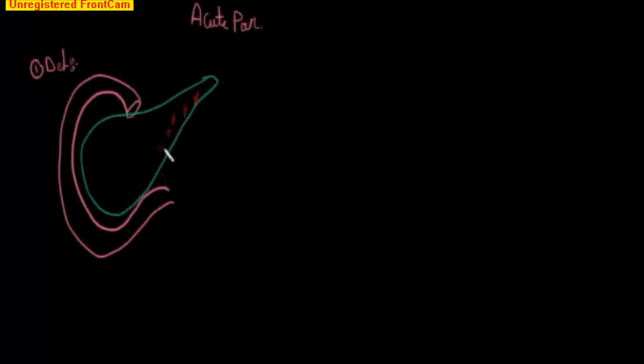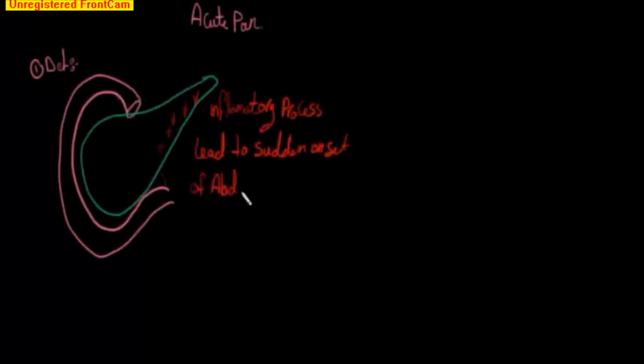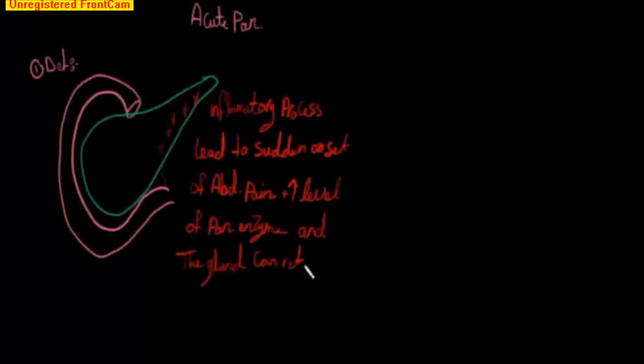And then, what's going on here? First of all, it's an inflammatory process. So in this process, you may lose some pancreatic cells, leading to a sudden onset of pain. It is mostly epigastric, and this pain is associated with increased levels of pancreatic enzymes, which are amylase and even lipase. The gland can go back to its normal state if the cause is treated very well, so it is a reversible disease. In contrast to chronic pancreatitis, which is irreversible.